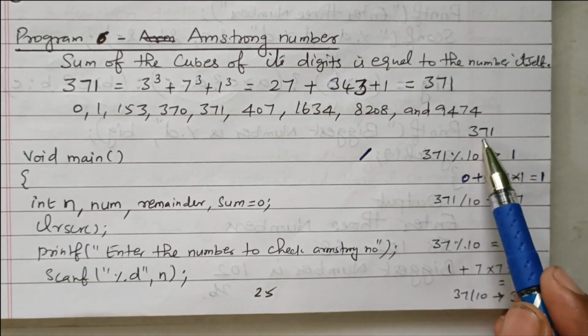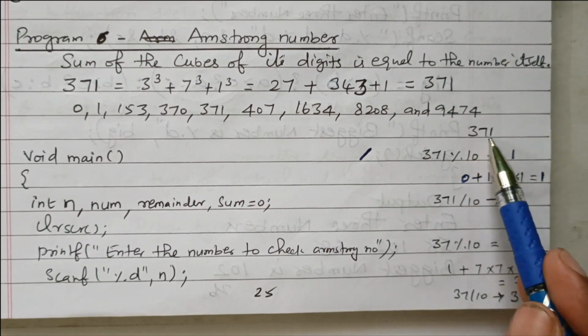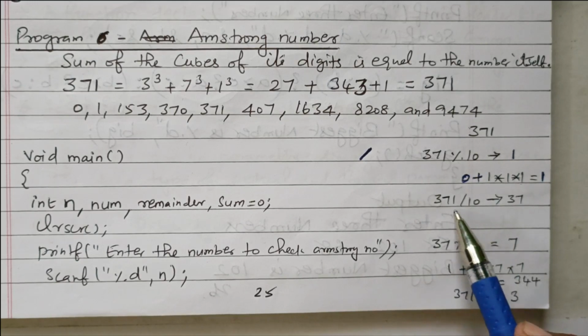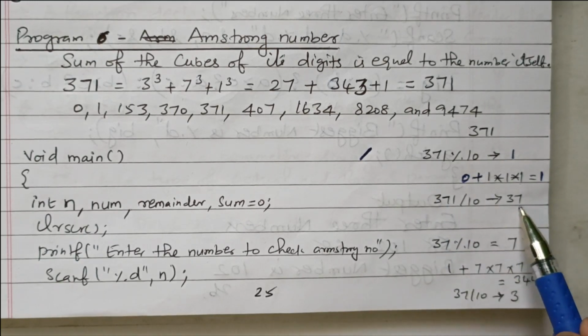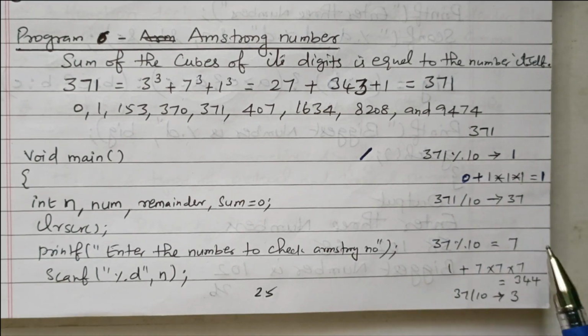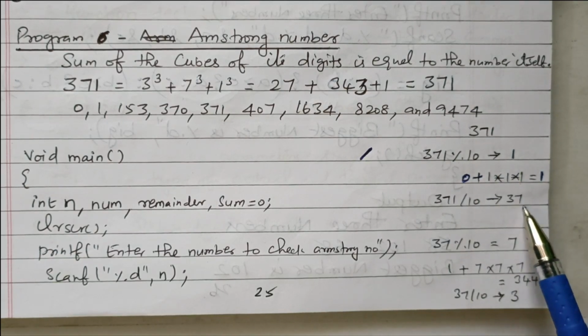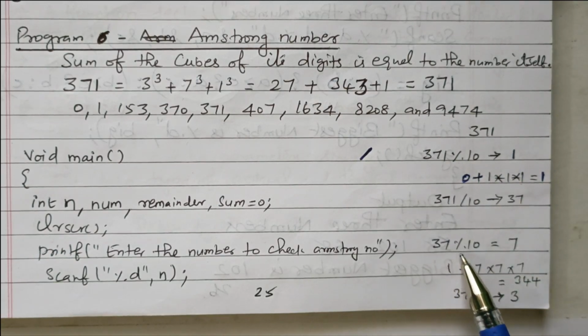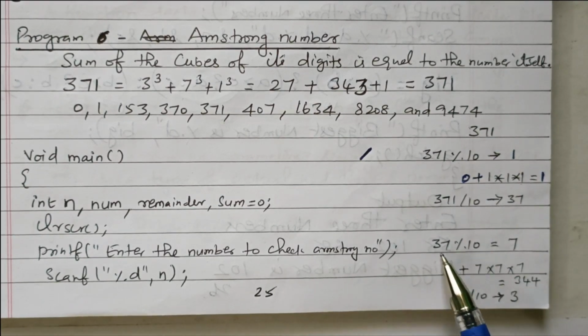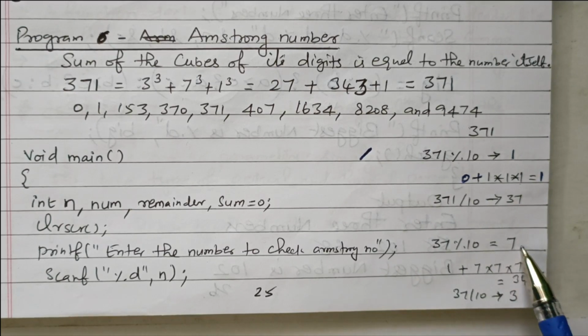Now we need to extract the digit 7. So this 371 is reduced to 37 by dividing by 10. 371 divided by 10 gives 37. Now the 3-digit number is reduced to 2 digits. Now repeat the same process. To extract this 7, use modulo division by 10. 37 modulo 10 means it goes 3 times and the remainder is 7.